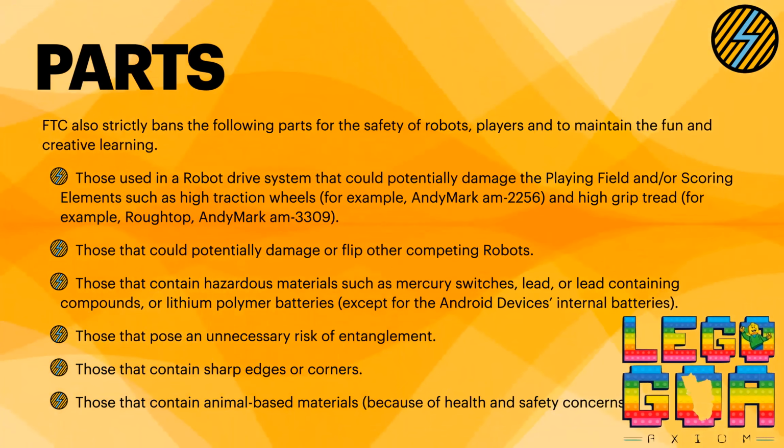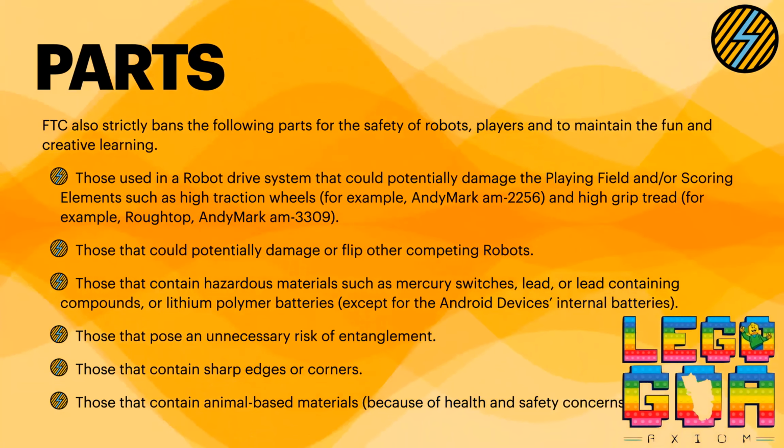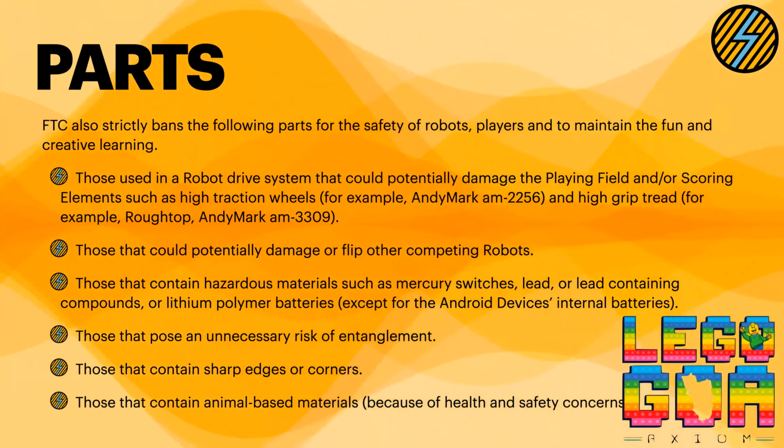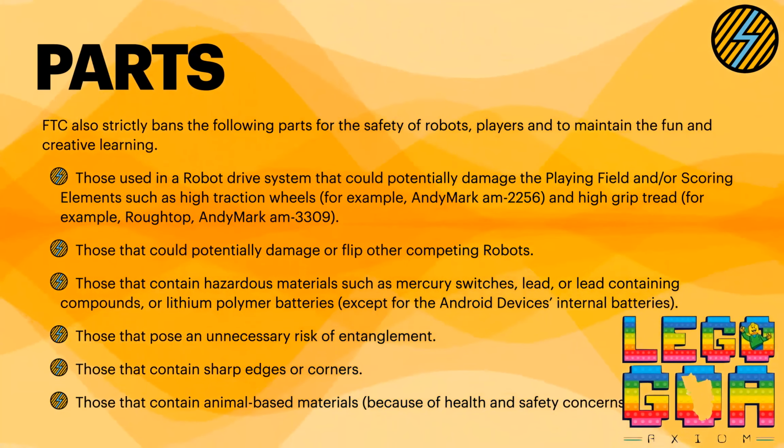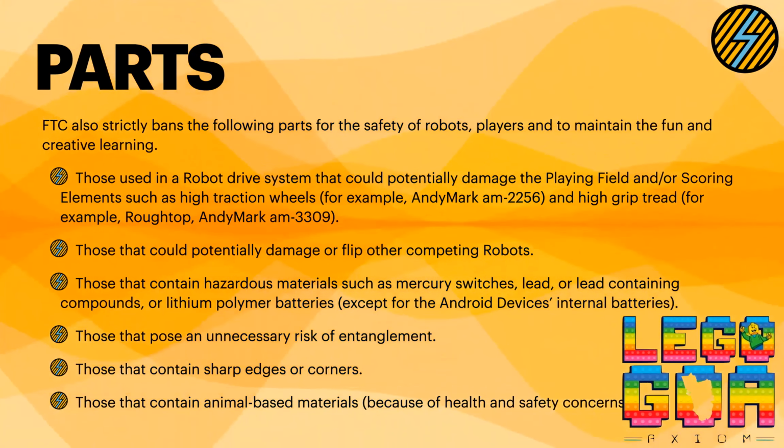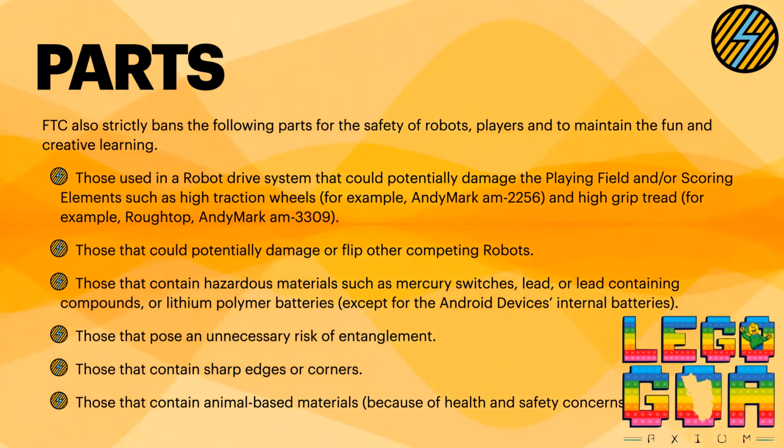So parts which use a robot drag system that will damage the playing field and scoring elements, or have very high traction wheels because of friction, or a toy stabbing into the cone, that's not good. Anything that could damage or flip other robots. You can't destroy the other person's robot. Also parts that contain hazardous materials, such as any lead-containing compound.